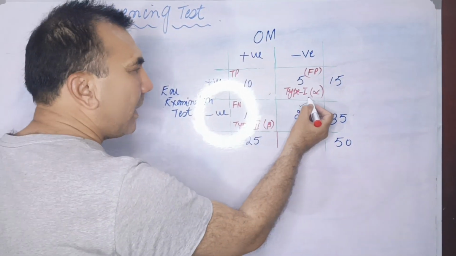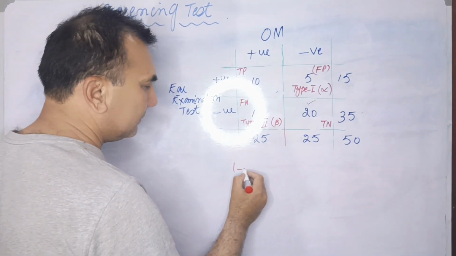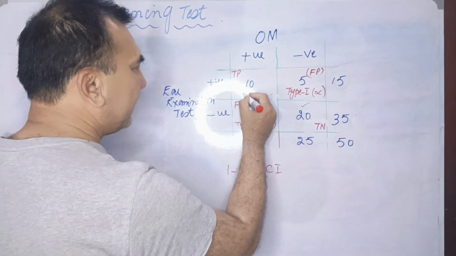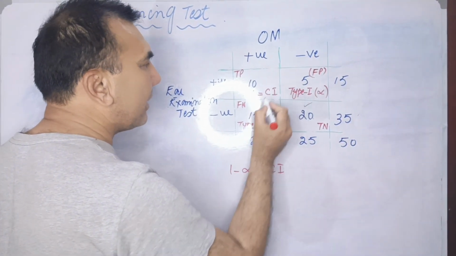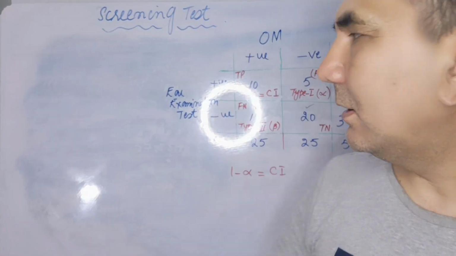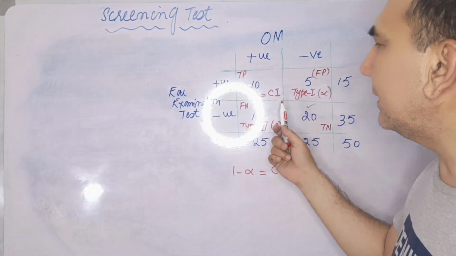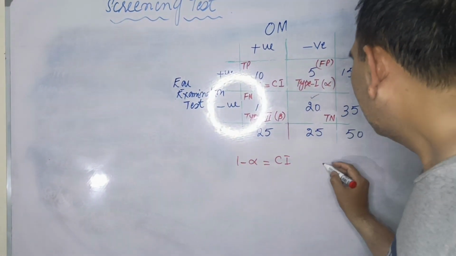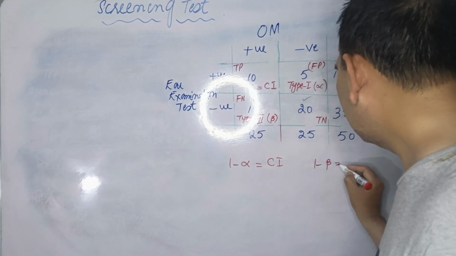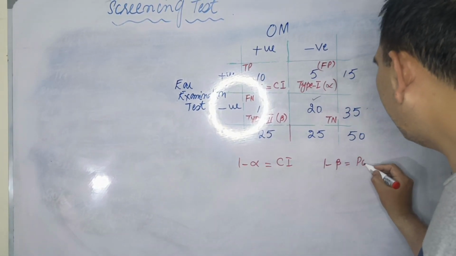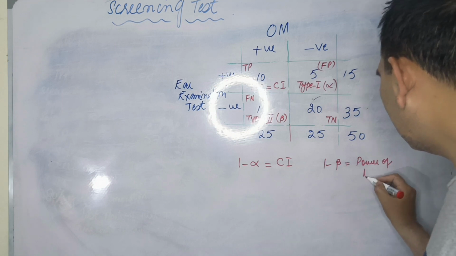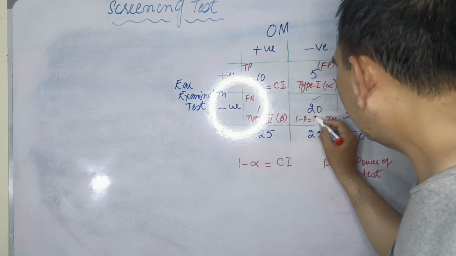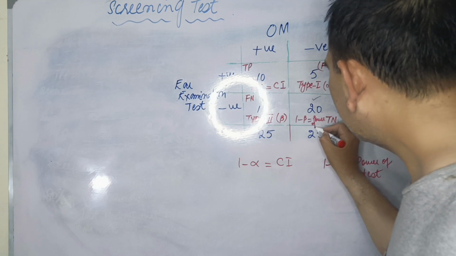Now when you subtract the alpha from 1, it is called the confidence interval. So 1 minus alpha is called the CI, confidence interval. Okay, and the confidence interval is called the sensitivity. This is the confidence interval. While when you subtract the beta from 1, it tells the power of the test. Okay, power of the test. So 1 minus beta is the power of the test.